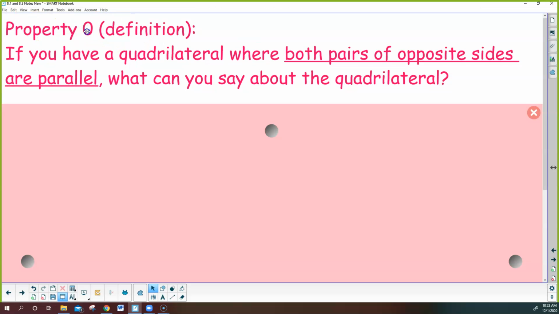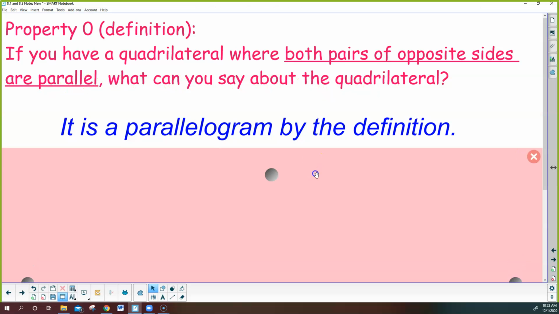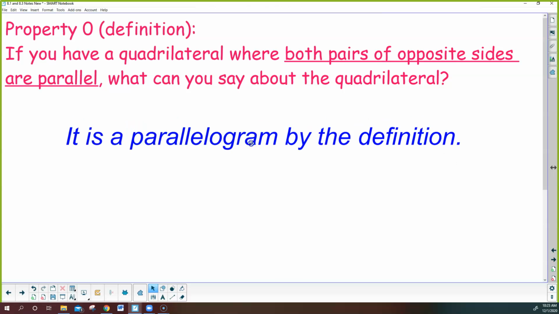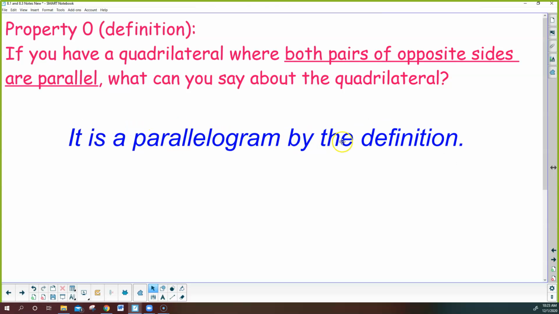So what is the definition of the parallelogram? Well, let's look at this kind of a different way around. If you have a quadrilateral, so you have a 4-sided shape where both pairs of opposite sides are parallel, what can we say about the quadrilateral? Well, it's a parallelogram by definition. We're officially going to define parallelogram tomorrow, but so if I know I have 4 sides and opposite sides are parallel, it's a parallelogram.